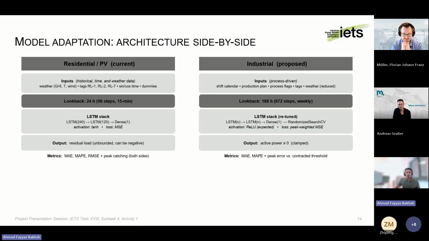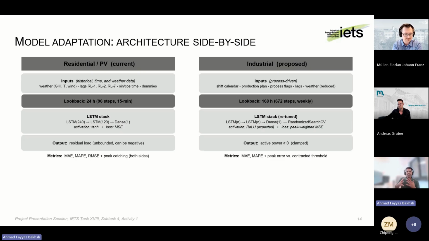important factors. So the model adaptation, when we talk about the residential grid, we talk about the historical data, time, and weather data, and also dummy variables. And for the industrial, we talk about the shift calendar, the production plan, and the lags, like the last days, like 1, 2, or 3 days before, load profiles or demand profiles, which can be actual values.